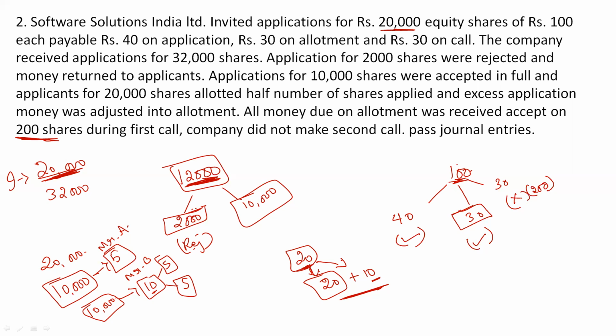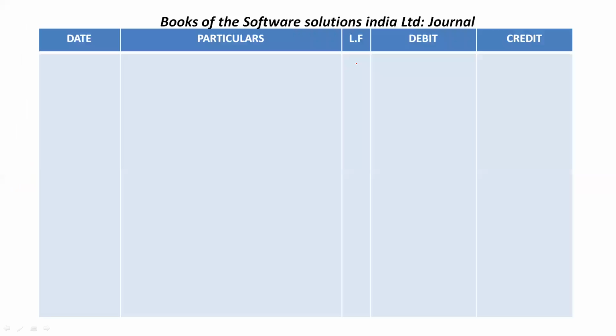Again, we know for all the processes, this is the application process, this is the allotment process, and this is the first call process. For all the three processes, we need to do two journal entries for each process. First, the journal entry for the application process, number A. As I told you, during application, first the public will pay the application amount into the company's bank account. So now I am receiving a certain amount into my bank account for application.